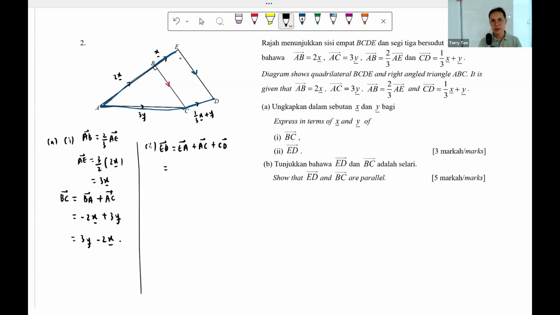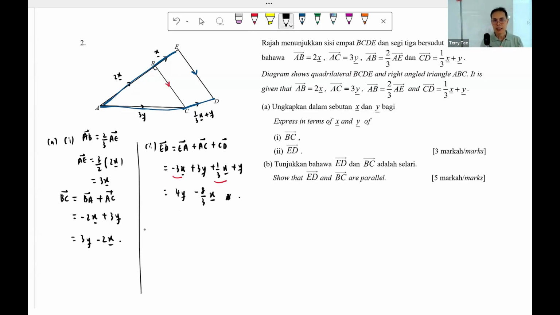Now your EA, you can see EA is minus 3x, is going downwards, so it's negative. Your AC is positive 3y. Your CD, just copy this 1/3 x plus y. Now, maybe you put the positive one in front, the y in front, the negative one at the back. 3y plus 1y, that gives us 4y. Minus 3x, okay, let me highlight for you. Minus 3x plus 1/3x is minus 9 plus 1, minus 8/3x, right? So, there you go. Normally, we put the positive in front, negative at the back, okay?